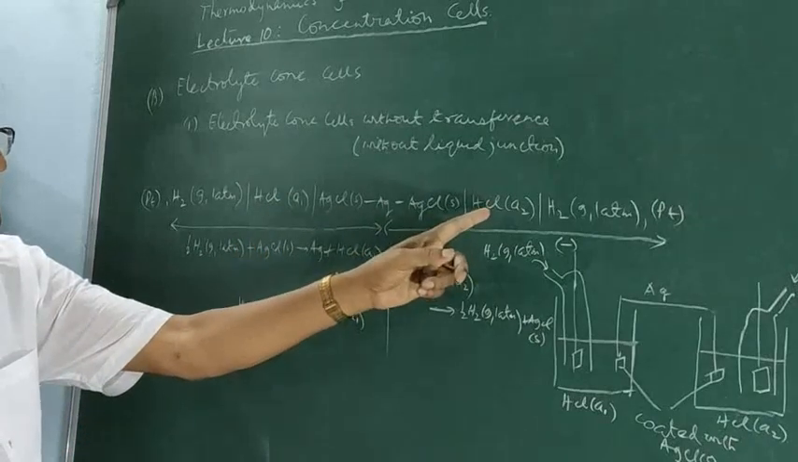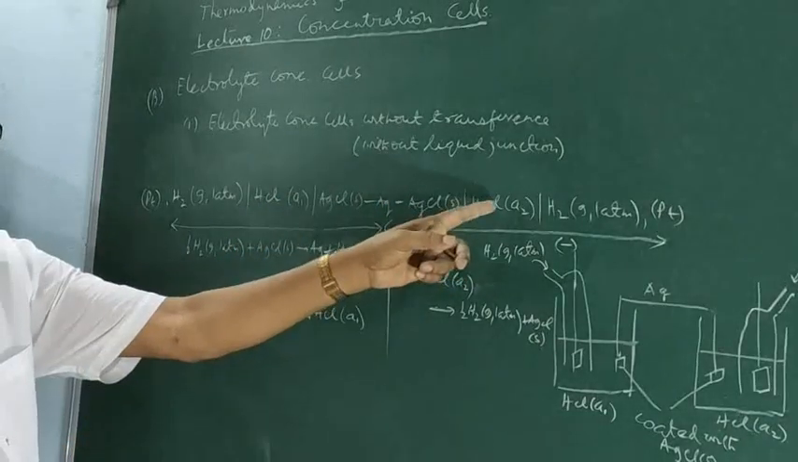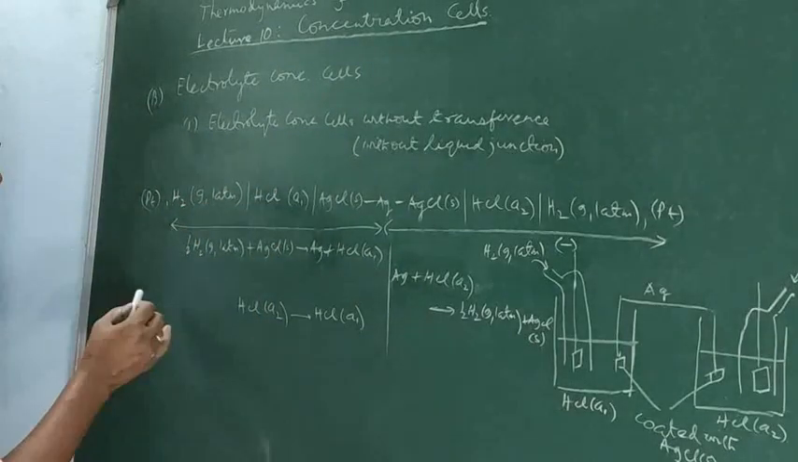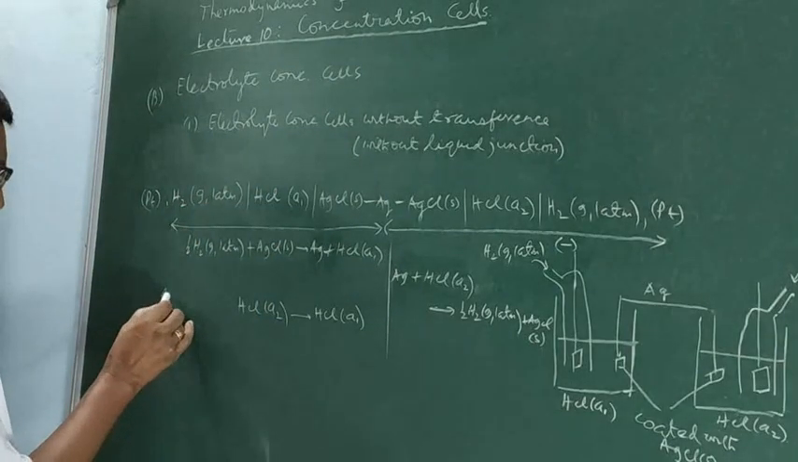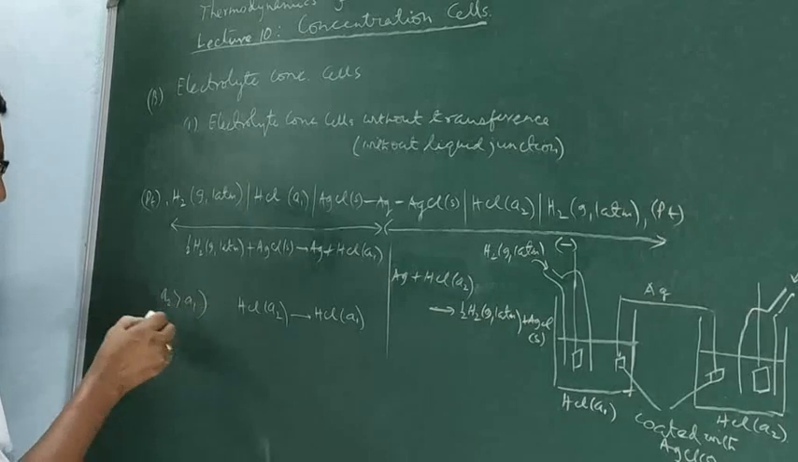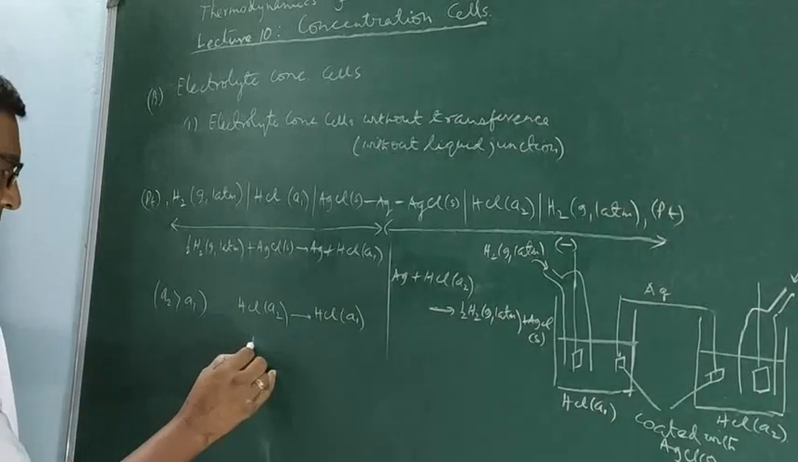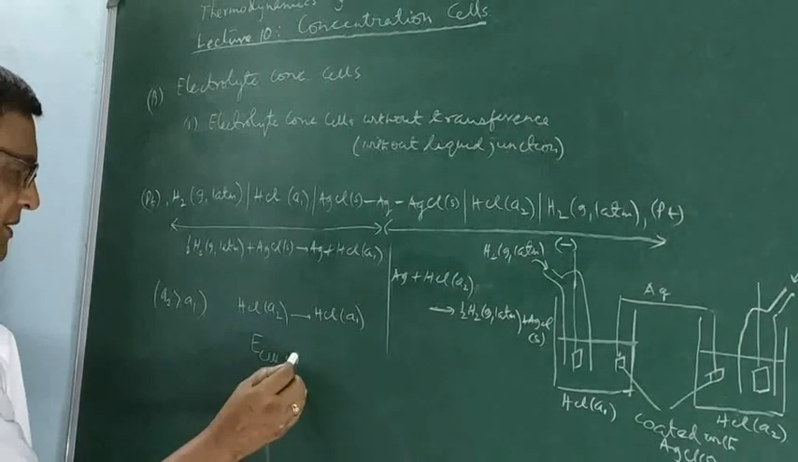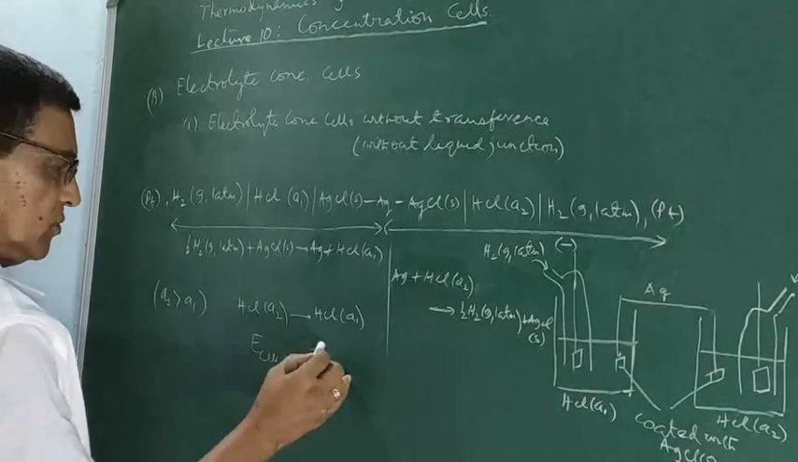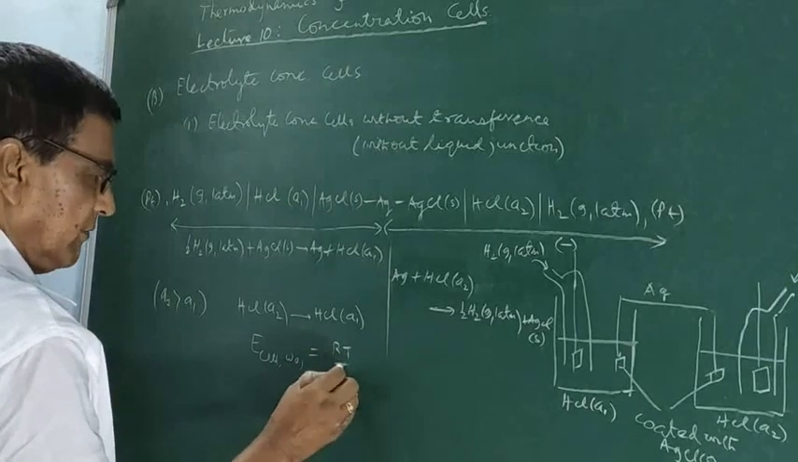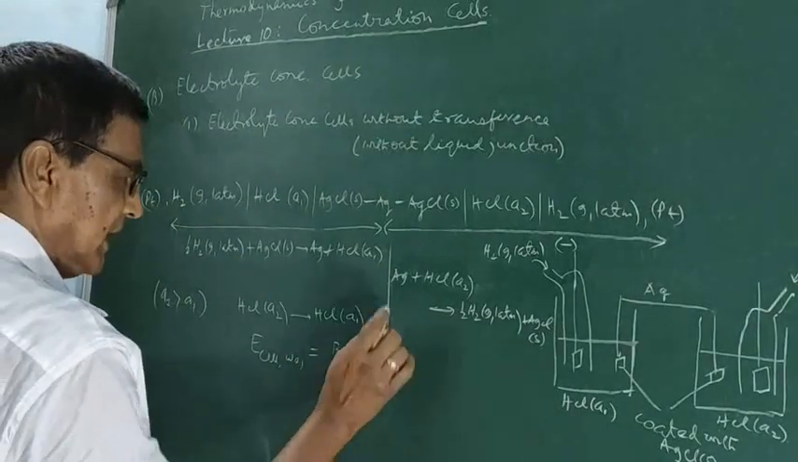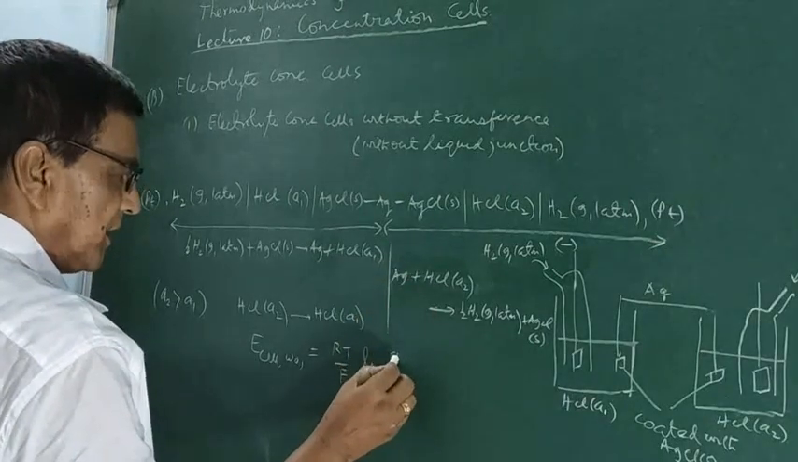This means 1 mole of hydrochloric acid is transported from right to left when 1 Faraday of electricity is drawn. Naturally A2 must be greater than A1 to make this process spontaneous, and E cell without junction is equal to RT by F, since 1 Faraday is drawn, ln A2 by A1.